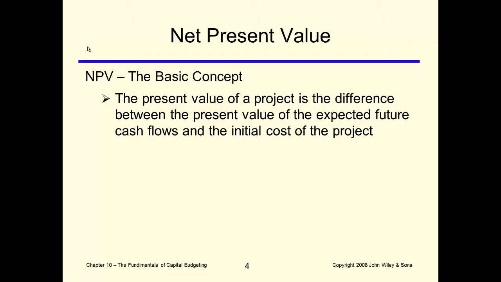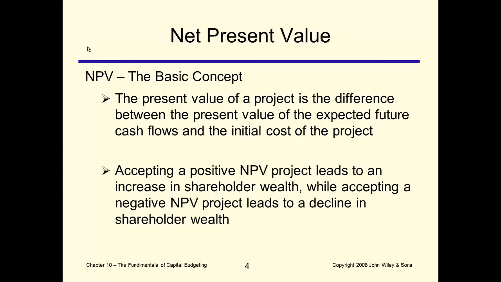So as the name suggests, present value, we're finding in today's dollars what is the difference between the present value of the expected future cash flows provided by the project and the initial cost of the project. Accepting a positive NPV project leads to an increase in shareholder wealth as the company becomes more valuable. If you accept a negative NPV project, that's going to make the company worth less and makes shareholder wealth decline as the stock price decreases. What we're trying to do is predict the value of these projects. They have a good value that will add wealth to the company. If they do, we want to accept those and reap the benefits.